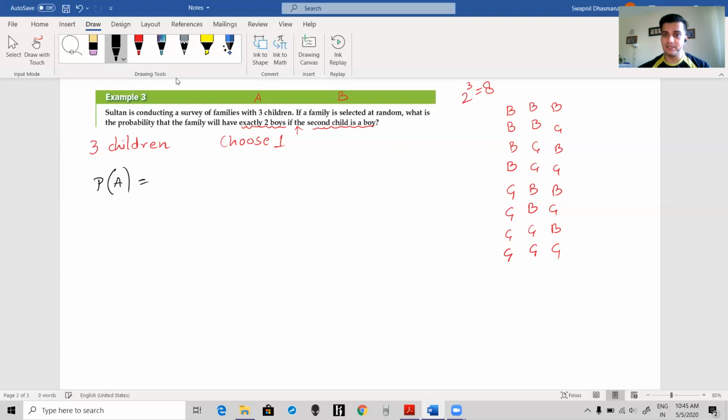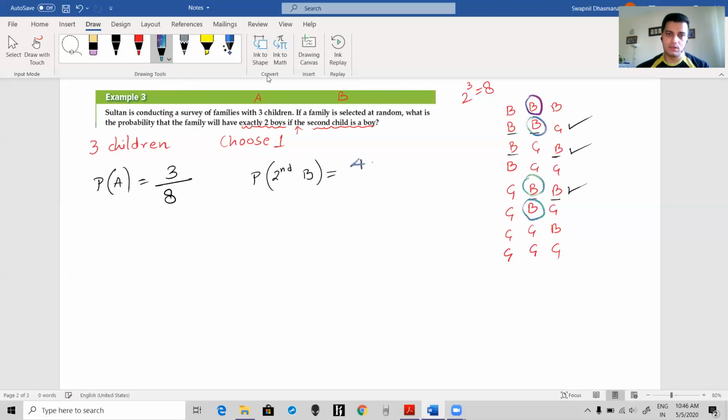That means where I have exactly 2 boys. The situation is here I have exactly 2 boys. In this case also I have exactly 2 boys. And in this case also I have exactly 2 boys. So there are a total of 3 cases out of 8. Now probability that the second child is a boy. If you look carefully, the second child is a boy in 1, 2, 3, 4. So there are a total of 4 out of 8 cases.